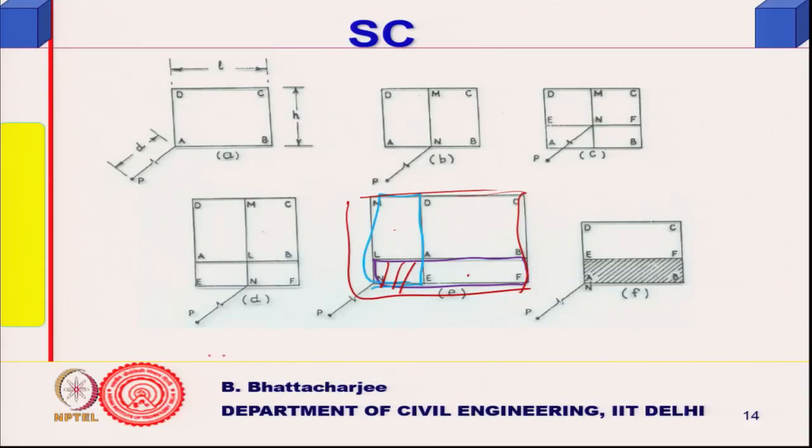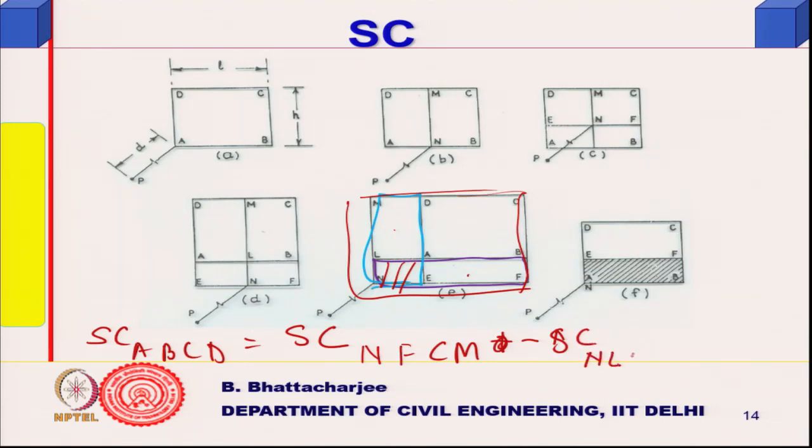So, sky component for ABCD in this case would be SC for NFCM, I just extend this, minus SC for NLBF, minus SC for NEDM, right, and then I have to add back, because I have subtracted this twice, SC for NEAL. That will give me the sky component for this.